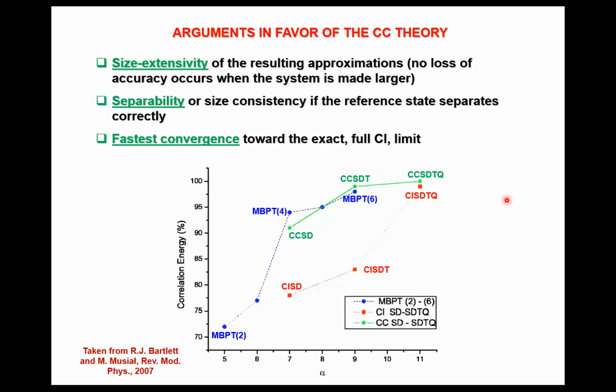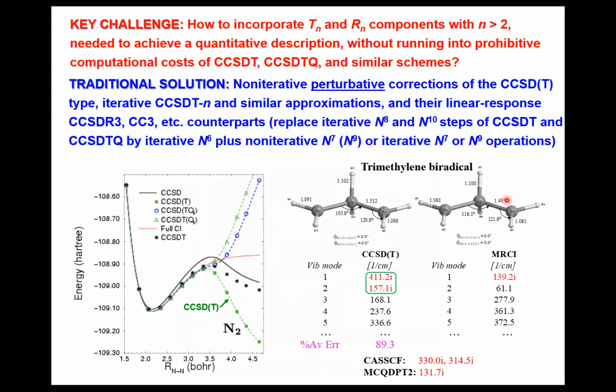The only time where coupled cluster methods will fail is the strongly correlated regime characterized by the entanglement of a large number of electrons. When we entangle a few electrons, that's not a problem. So one of the key challenges in coupled cluster theory has been how to incorporate higher than two-body components of the cluster operator, and excitation operators in the case of equation of motion coupled cluster, that are needed for a quantitative description without running into prohibitive computational costs of higher order methods such as CCSDT or higher.